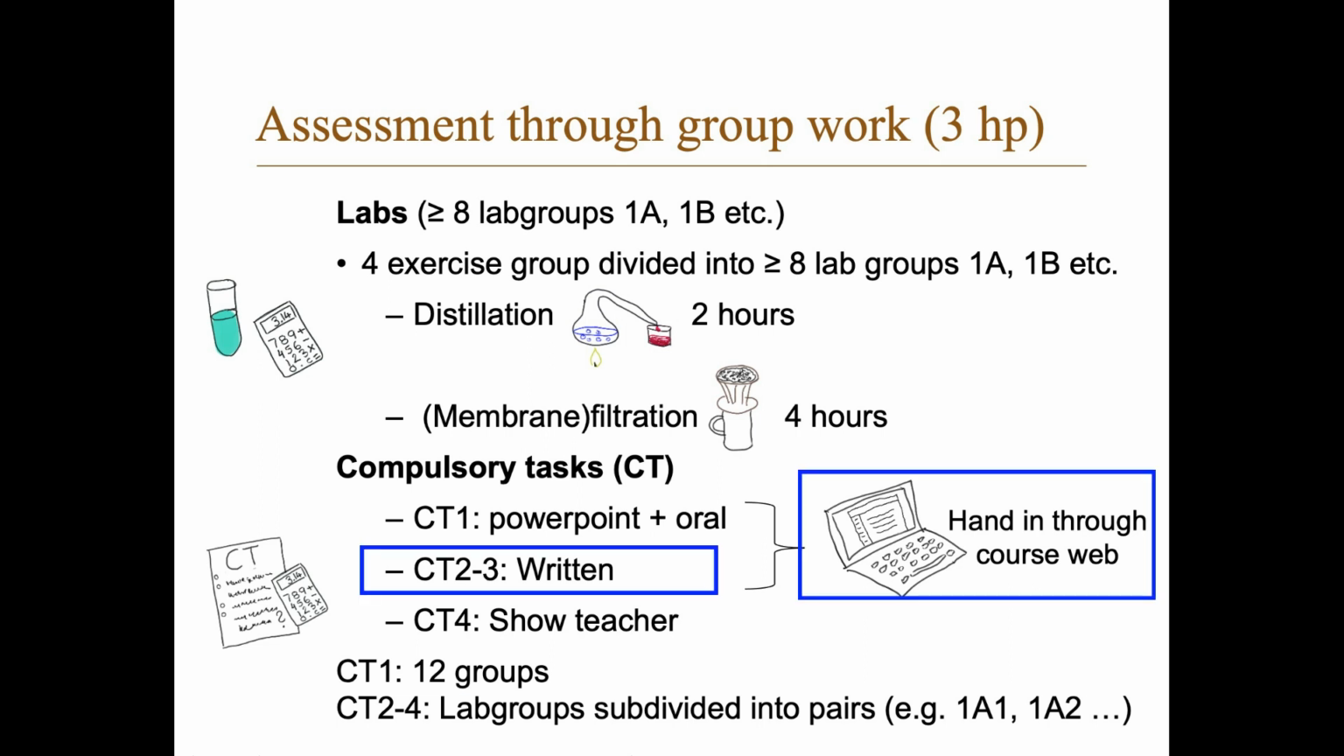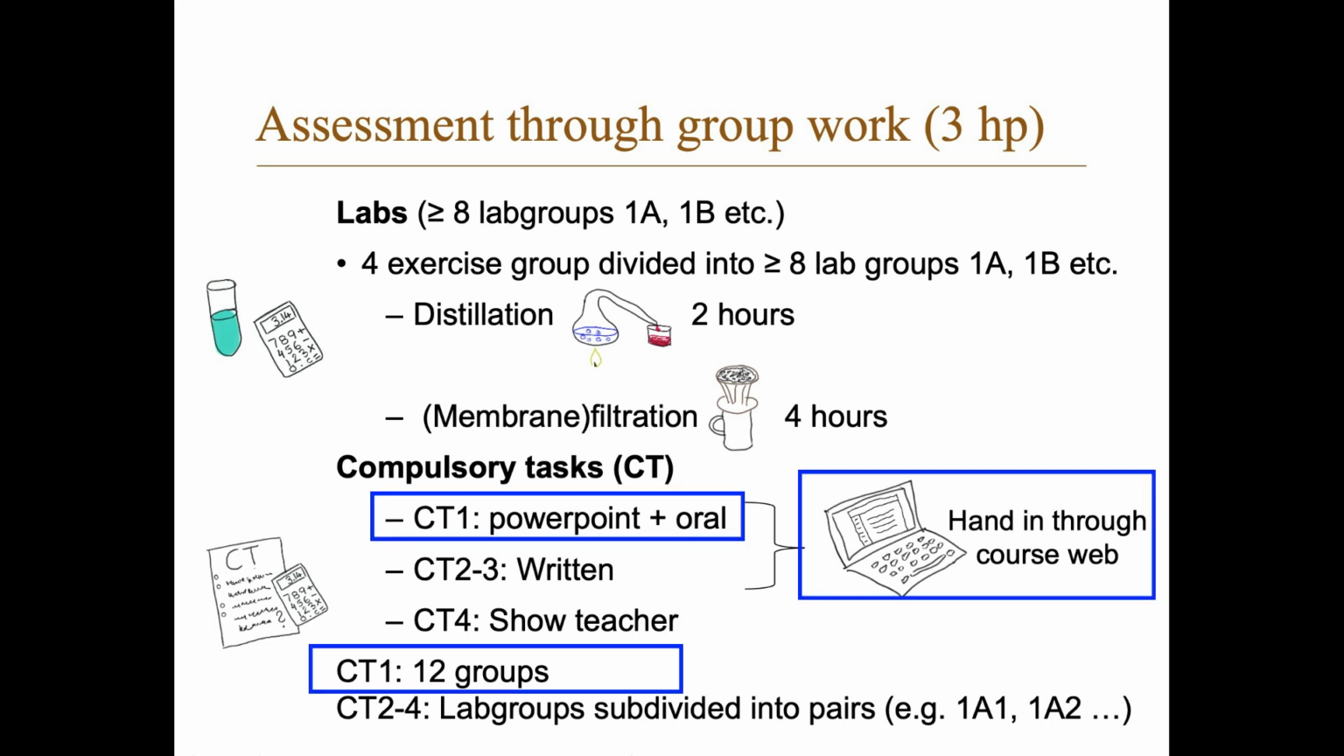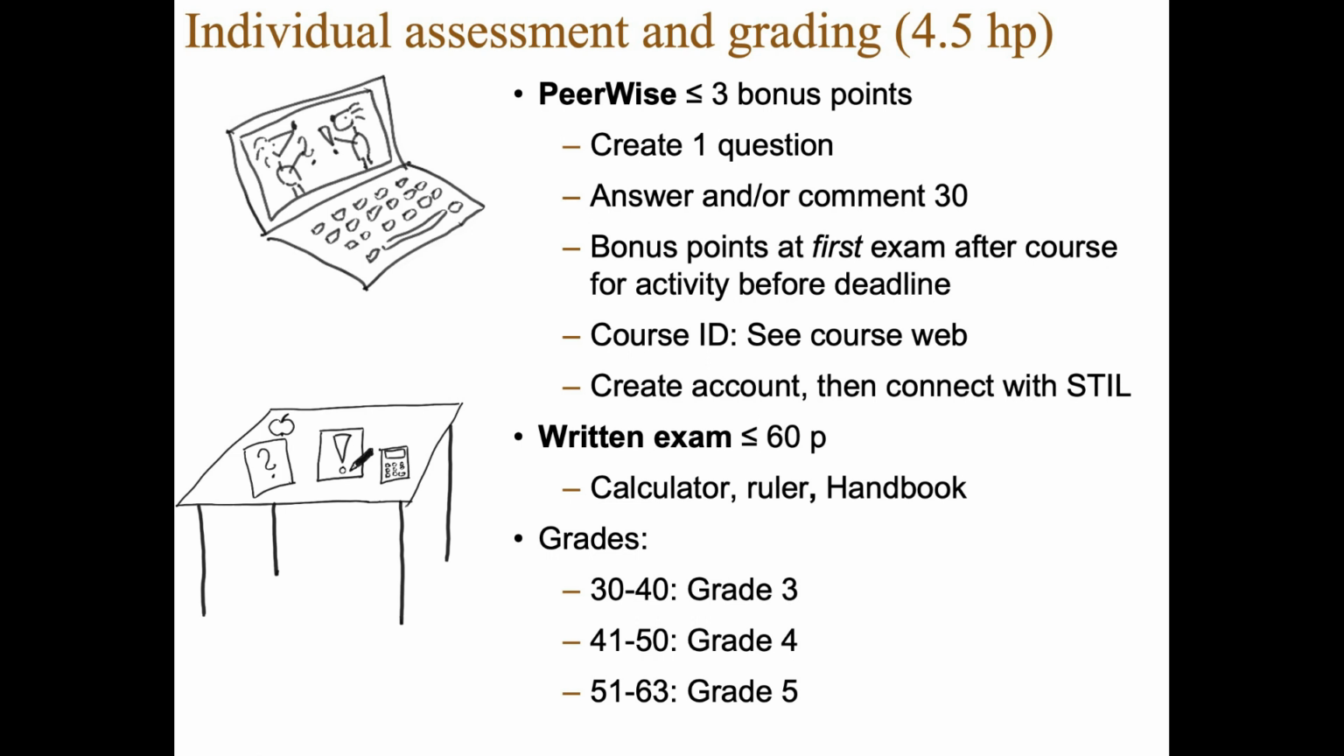For CT2 and CT3, you hand in your written report in Canvas. For CT4, you show your results to a teacher. CT1 has its own groups that are totally unrelated to all other groups. You are divided into 12 different groups. Each group should hand in a PowerPoint presentation and give a presentation to other groups. We do, however, also assess you individually.